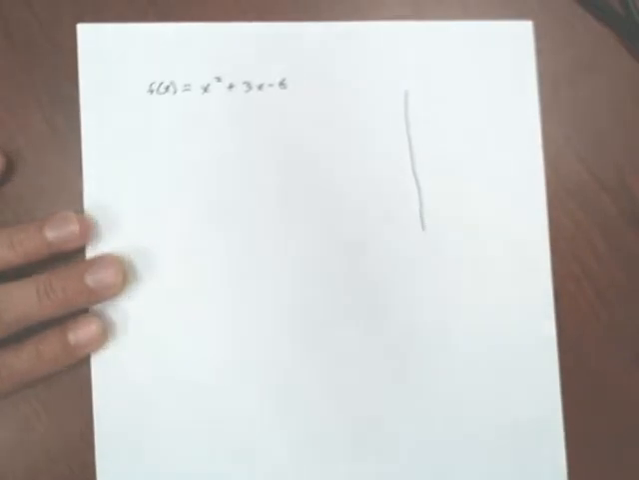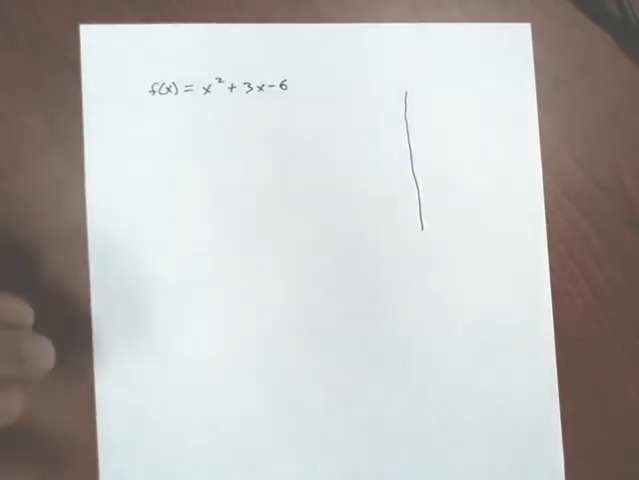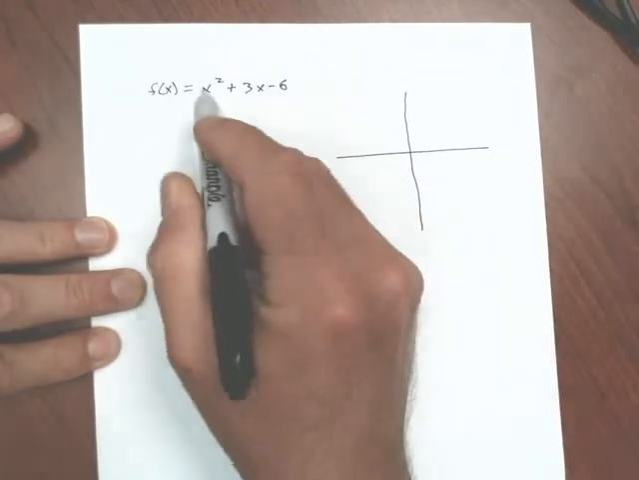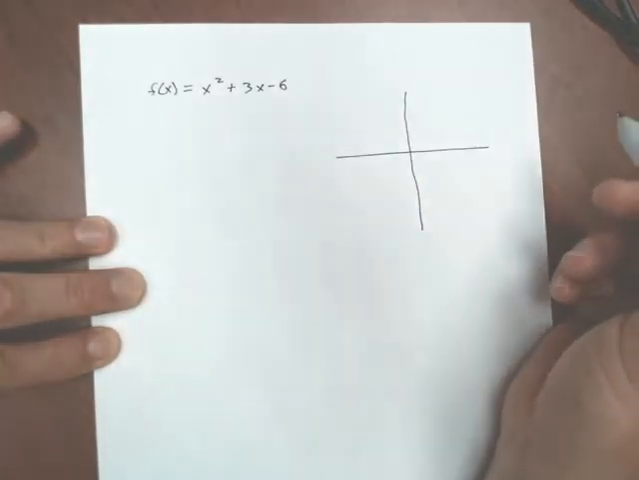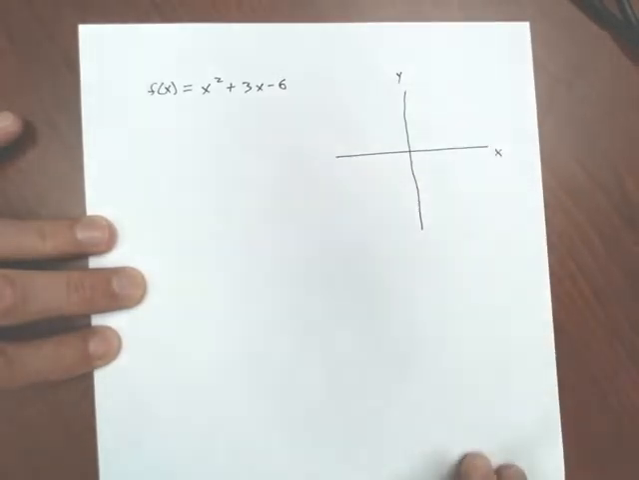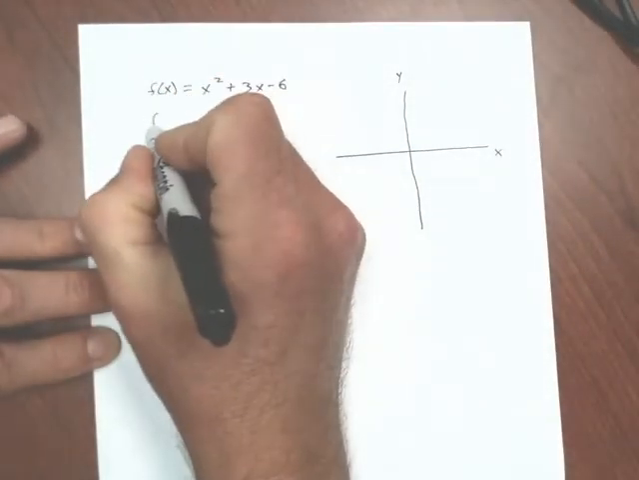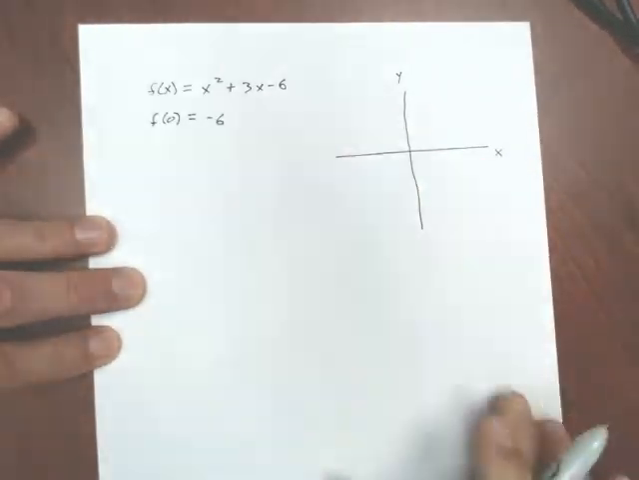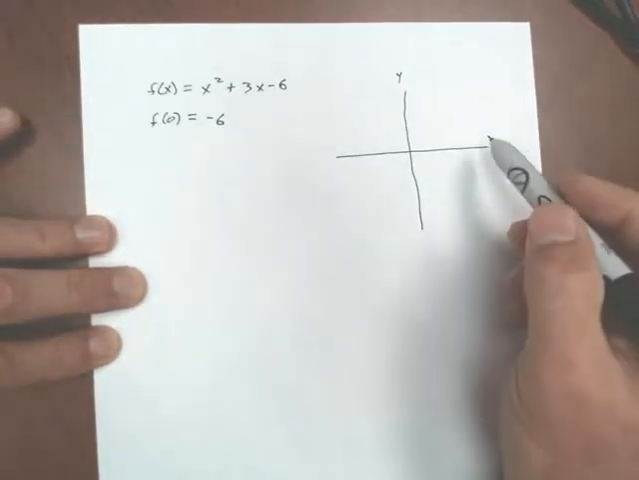I do not know why I'm not getting good focus here. Okay, that's better focus. So assume we have x squared plus 3x minus 6. That's our function. Here's our Cartesian coordinate system. The first thing we do, solve for f of 0. That equals negative 6. So when x is 0, y is negative 6.